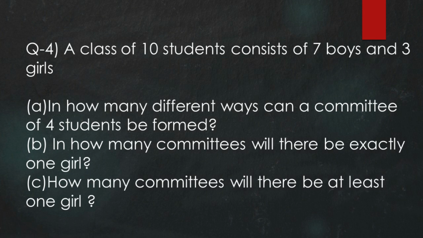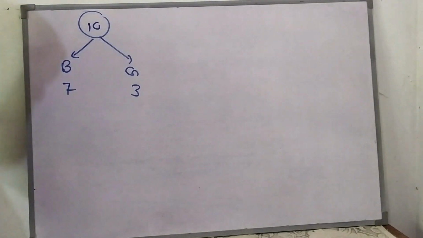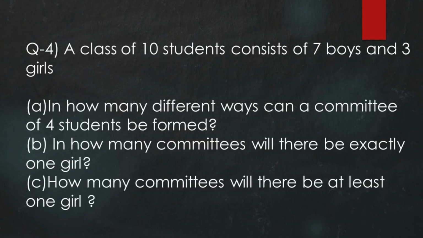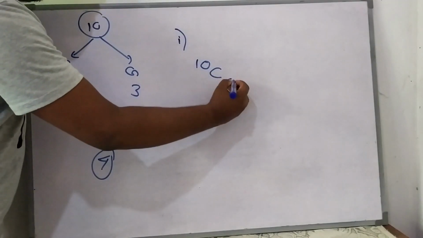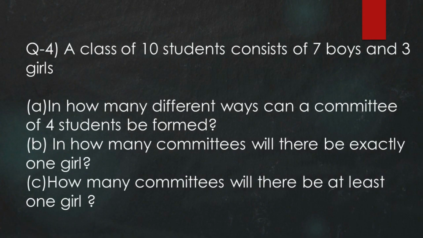Okay, so here is my summary. We have 10 students in the class, 7 boys and 3 girls. In how many different ways can the committee of 4 students be formed? The committee consists of 4, so it's 10C4. In how many committees will there be exactly 1 girl?